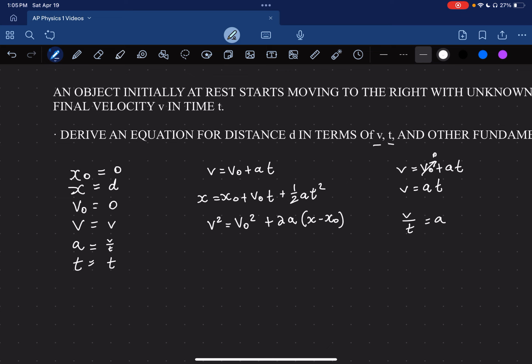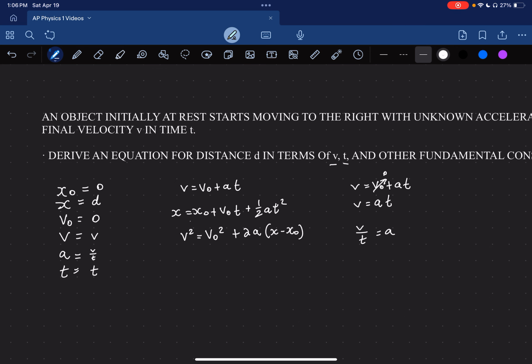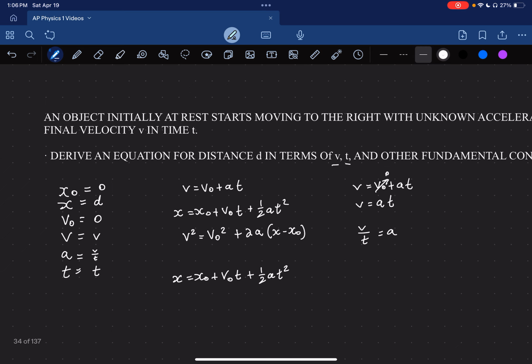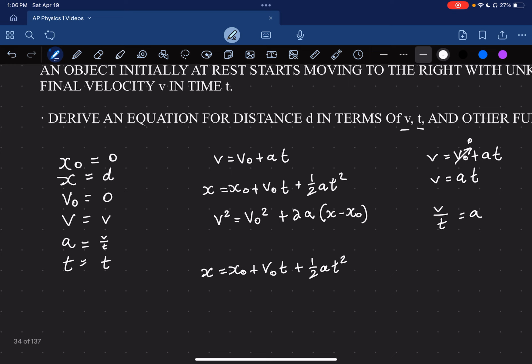And now we can figure out what d is in terms of v and t. So what equation is best to determine d? I don't know, it should work with this one too, but this one's already set up. x is going to become d, so I'm going to use this one, the second equation. As you are practicing these things, the worst that can happen is you get stuck and then you try something else.